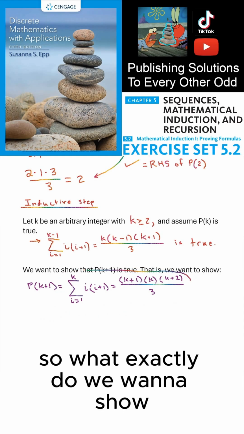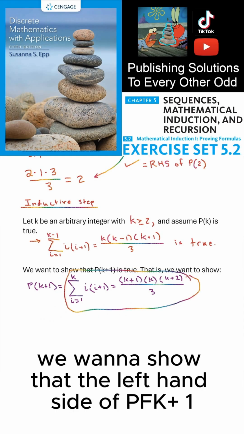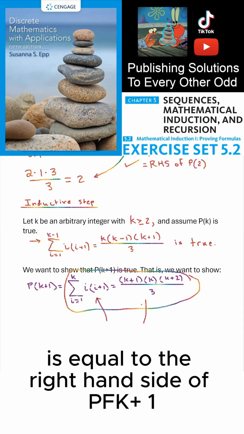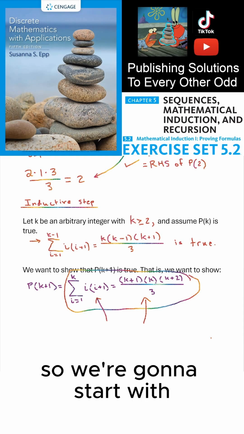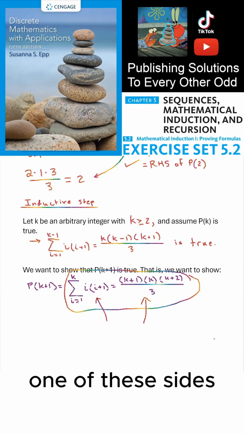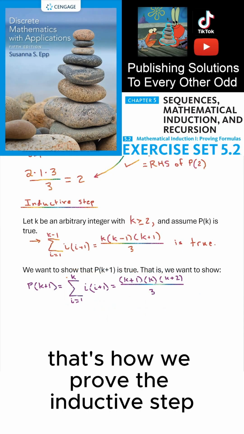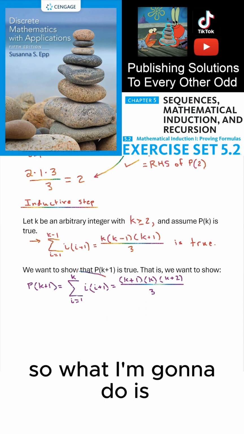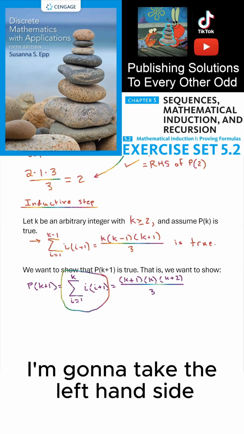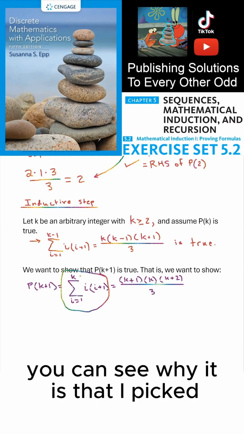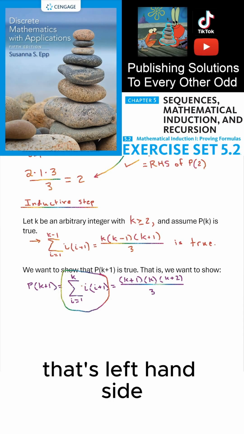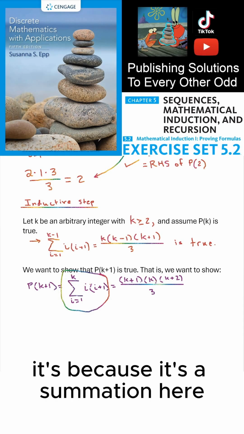So what exactly do we want to show that's true? We want to show that the left-hand side of P of k plus 1 is equal to the right-hand side of P of k plus 1. So we're going to start with one of these sides, and we're going to manipulate it to look like the other side. That's how we prove the inductive step. So what I'm going to do is take the left-hand side. And if you watch the previous video, you can see why I picked this left-hand side rather than the right-hand side. It's because it's a summation here.